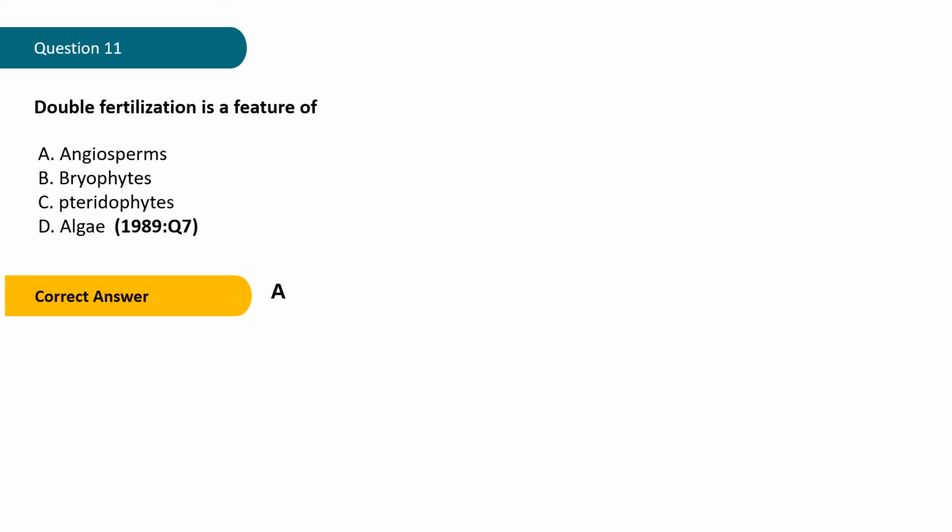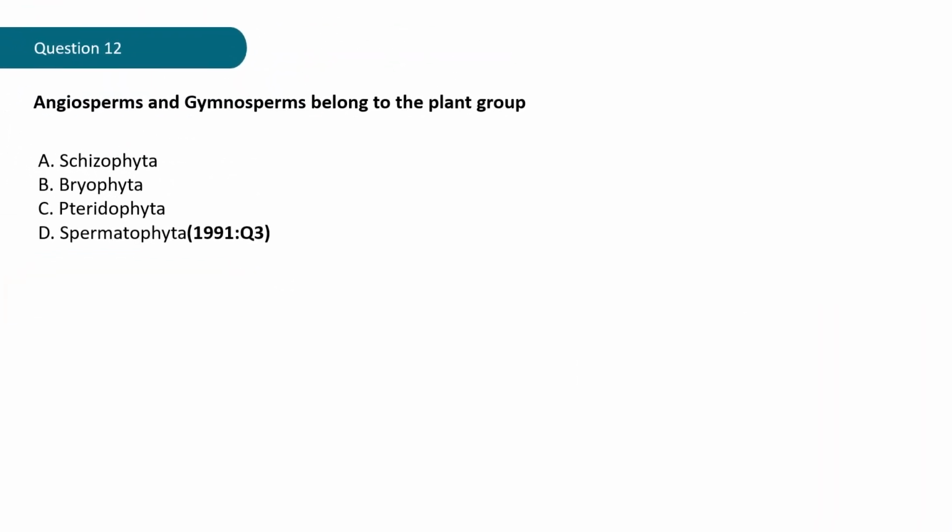Question 12. Angiosperms and gymnosperms belong to this plant group: A. Thallophyta, B. Bryophyta, C. Pteridophyta, D. Spermatophyta. That's from the year 1991, question 3. Let's give that a try.